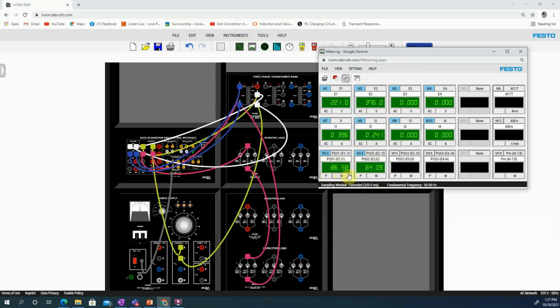We have a total power on this low voltage side of 86, and the total power on the high voltage side is 64. So because there are losses inside the transformer. Okay?